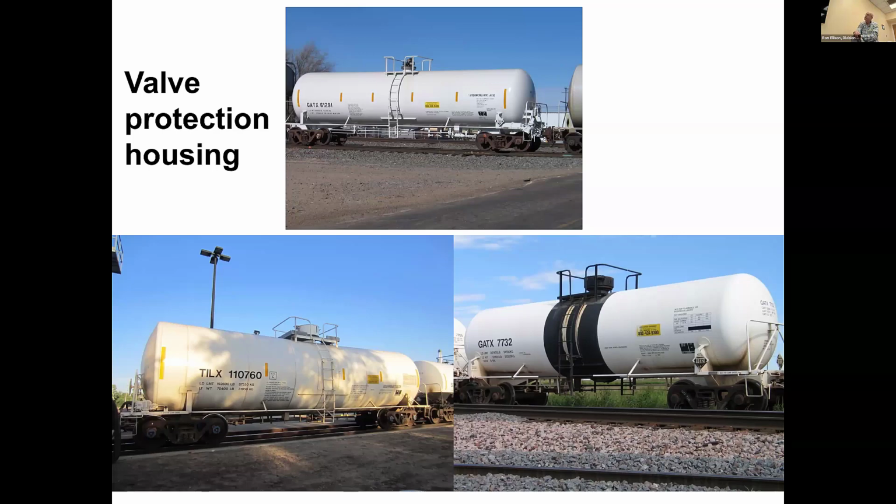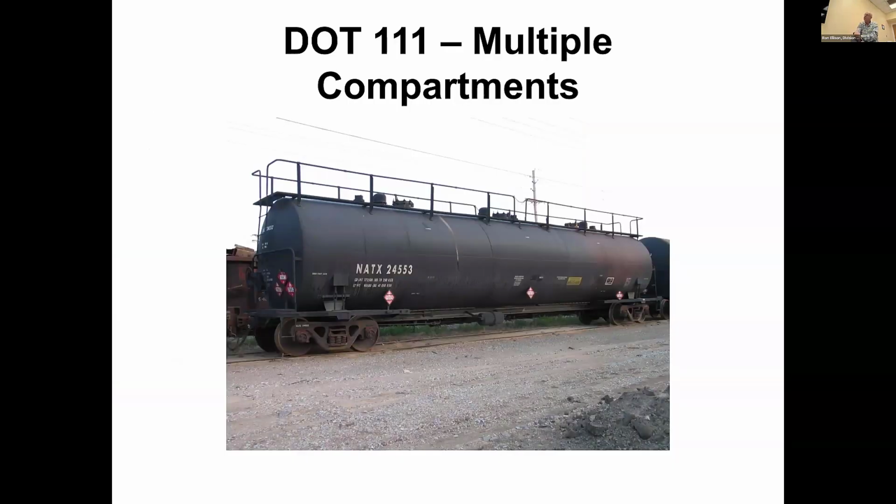So compartmented cars, again, this would be a 3-compartment car. How do I know that? 3 sets of valves on top. I got 3 placards, one for each of the compartments. On the end, you can see the 3 placards. Could be the same product, could be different products. It's up to the user, the renter of the car, how they're going to do that.